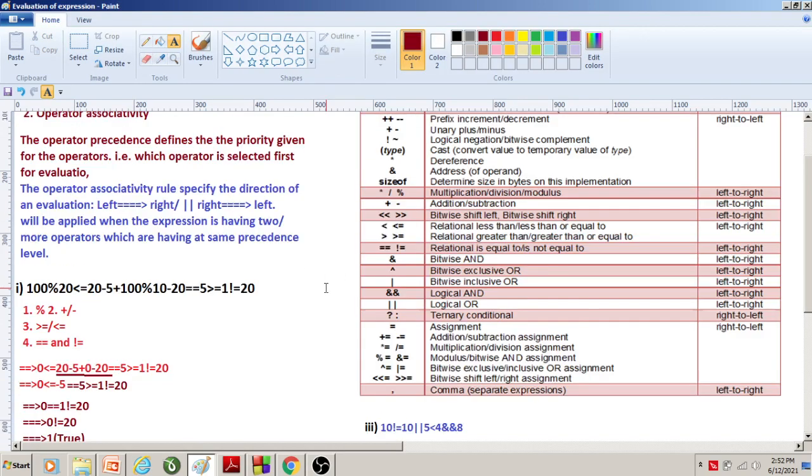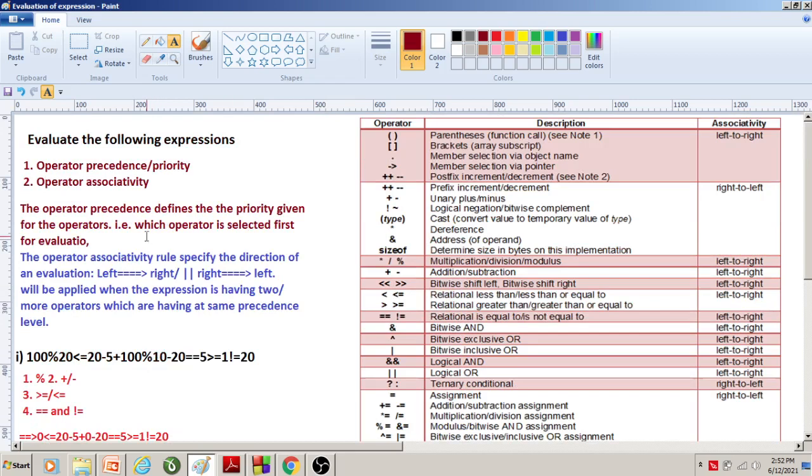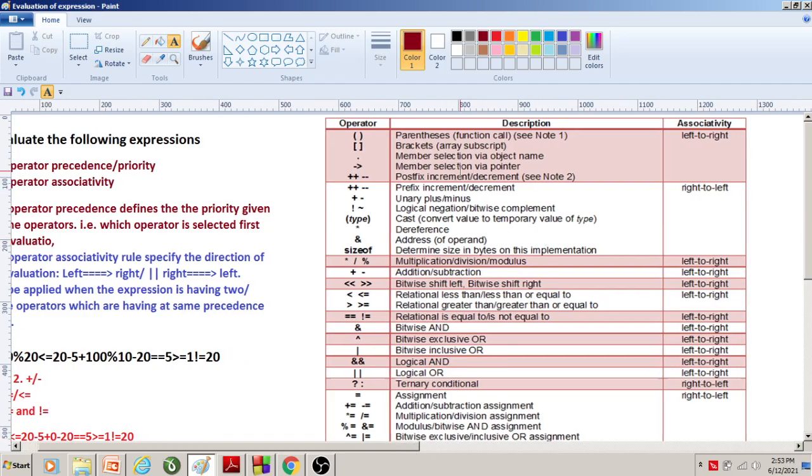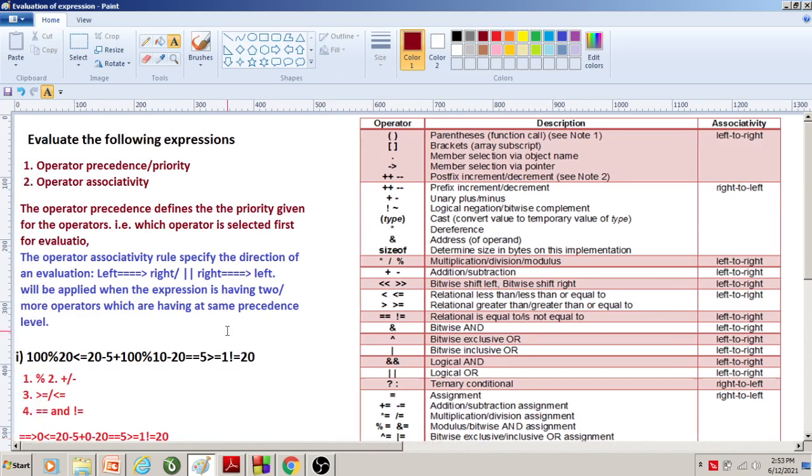There are two important things we have to remember. The first one is the precedence of an operator, nothing but priority, and the second is associativity. Associativity will be applied when two or more operators are at the same precedence level. This table shows the operators and their priority and associativity. Let us cross verify whether the evaluation of the expression is correct or not with the help of a program.